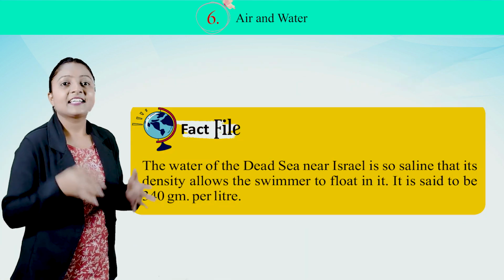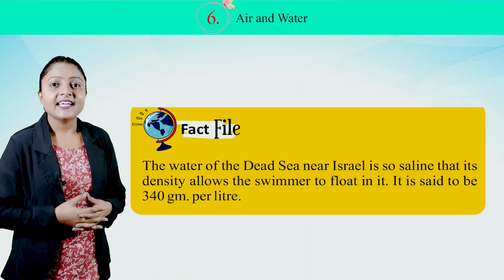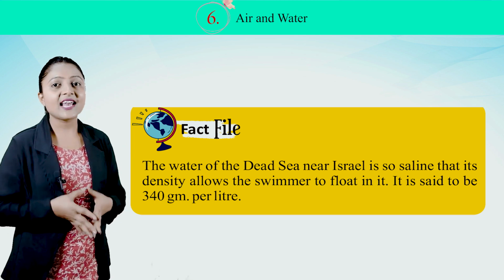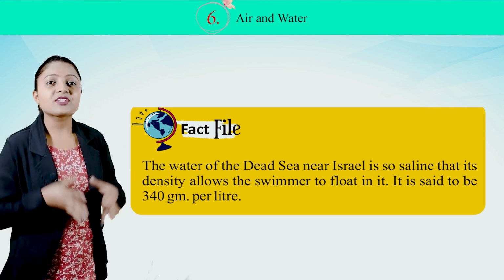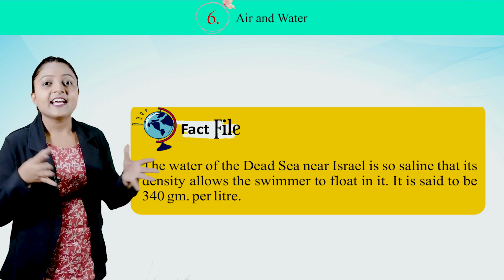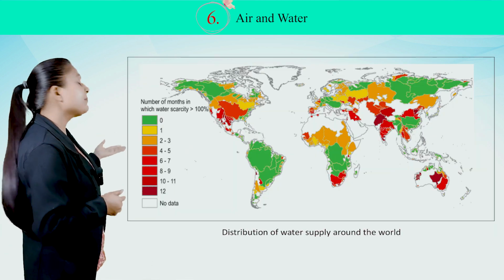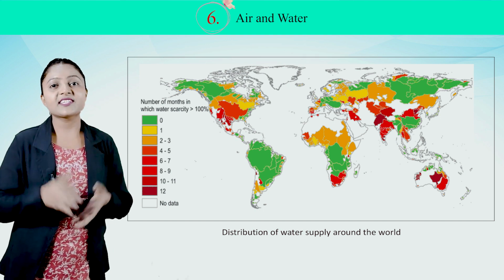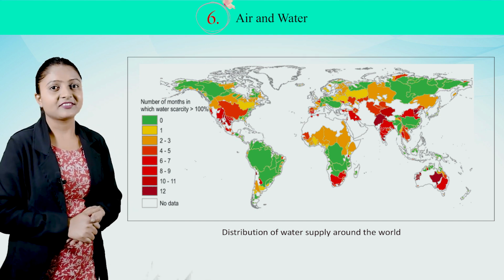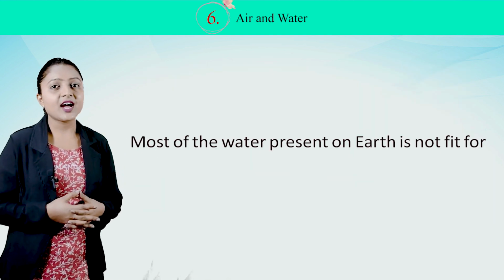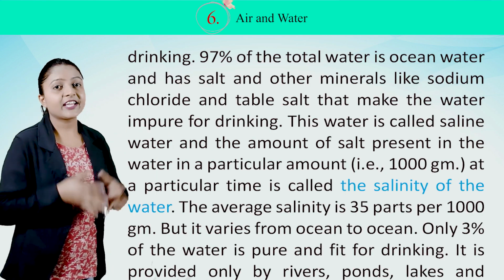Fact file. The water in the Dead Sea near Israel is so saline that its density allows the swimmer to float in it. It is said to be 340 gram per liter. In this map, you can see the distribution of water supply around the world. Most of the water present on Earth is not fit for drinking.